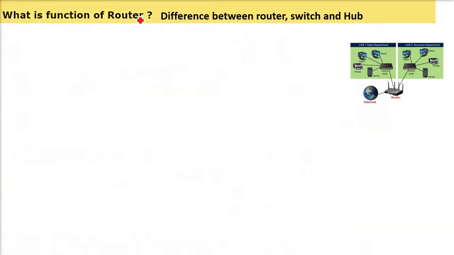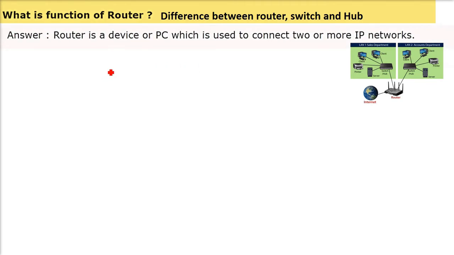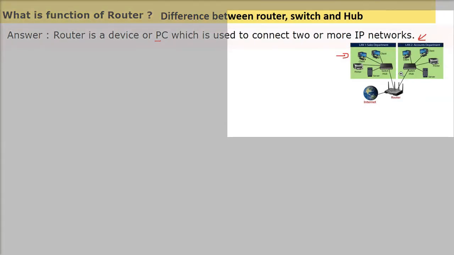What is a router? What is the function of a router? And differentiate between a router, switch and hub. So let us understand the router. When we understand the difference, you will learn more. First thing is, a router is a hardware device. It can also be a personal computer, PC, or a computing device. It is used to connect two or more IP networks.